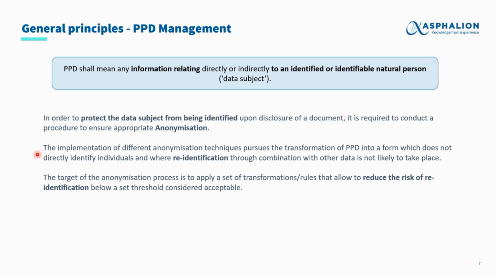This anonymization is achieved by the implementation of different anonymization techniques that pursue transforming this information or modifying this personal protected data so as not to allow the re-identification of the individual. And the target of the anonymization process is to apply a set of transformations and rules that allow reducing the risk of re-identification below a set threshold that is considered acceptable.